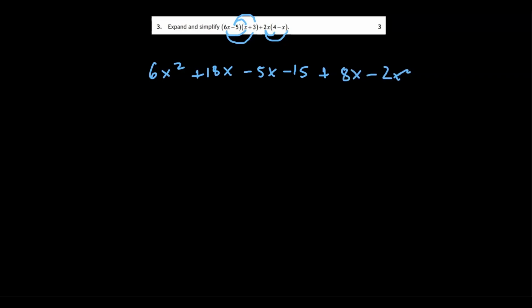And then we just collect the like terms. 4x squared. And then this and this would give 13x. And then plus 8x is 21x. And then minus 15.